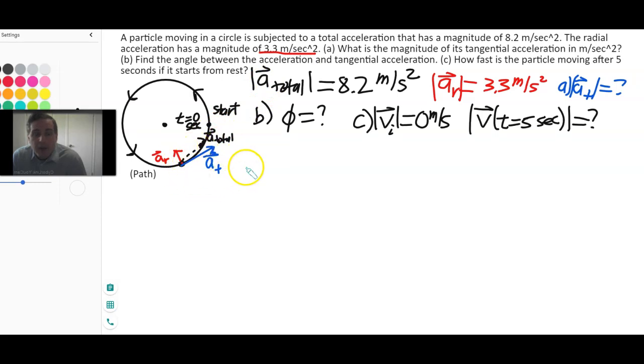In fact, let me break this out so that we can see this a little better. Somewhere over here, we have something like this is the total. It's a vector. We have AT and AR. I'm going to draw it in a very specific way so that we can really analyze it. So AR is something like this.